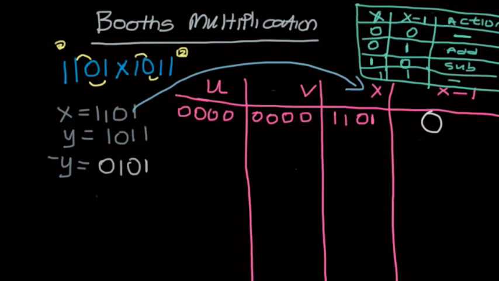Let's go back to the problem. Remember I told you your x minus 1 always starts with 0. So now you're going to look at the last bit of x, and you see the last bit of x is 1. What I usually like to do is make a circle, because it just makes your work a whole lot easier. So you circle your 1 and your 0, and then you look at the table.